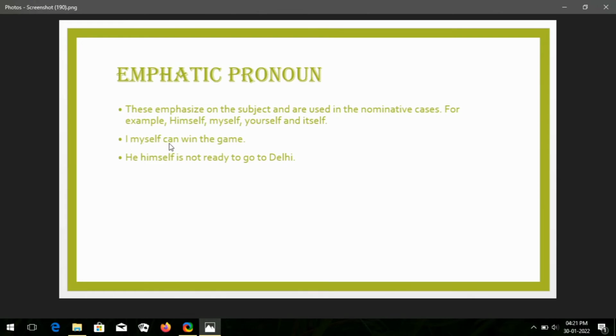I myself can win the game. Actually, when we emphasize our virtues or ability to work, we can say like this: I myself can win the game. In this kind of sentence, myself is playing the role of an emphatic pronoun. I hope you are getting it. And, he himself is not ready to go to Delhi. Here, himself is playing the role of an emphatic pronoun. So I hope you have understood. Let's go forward.